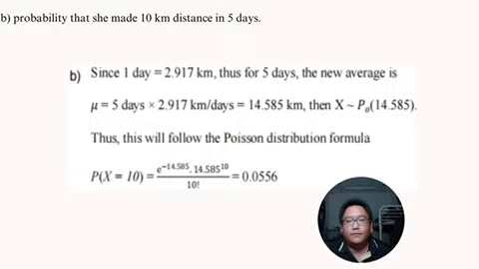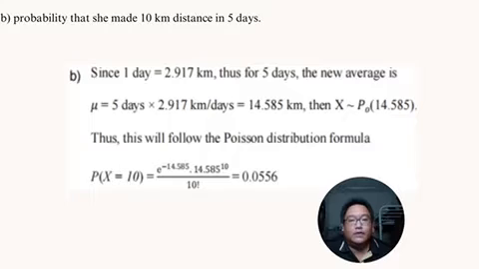For question B, find the probability that she made 10-kilometer distance in 5 days. Since 1 day is equal to 2.917 kilometers, for 5 days the new average is nu equals 5 days times 2.917 kilometers, which equals 14.585 kilometers. Then the new probability will use 14.585. Thus, this will follow the Poisson distribution formula.